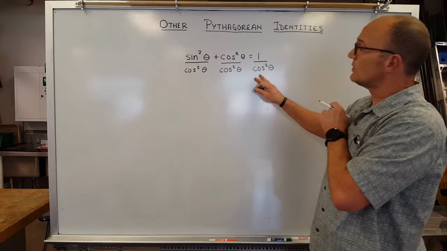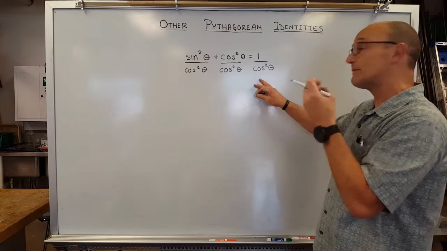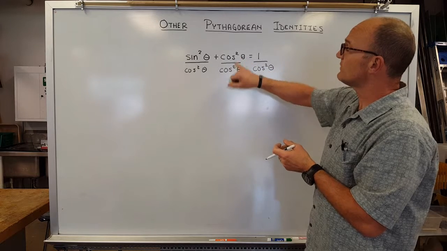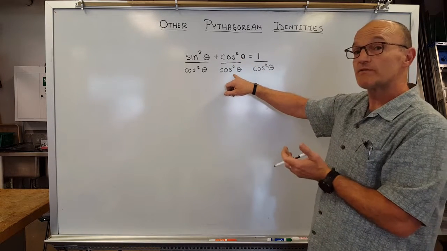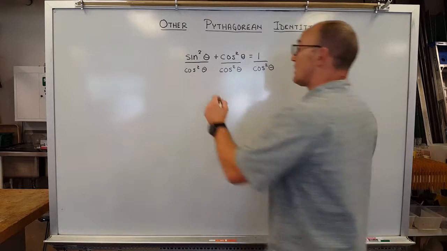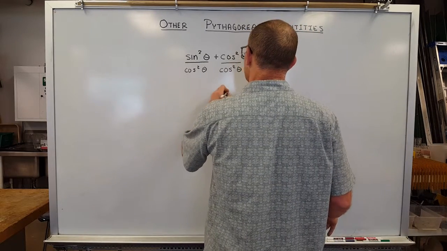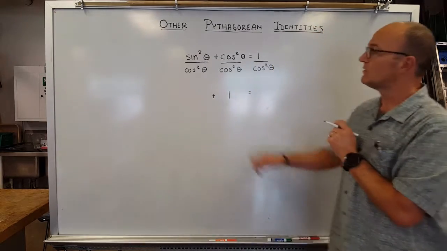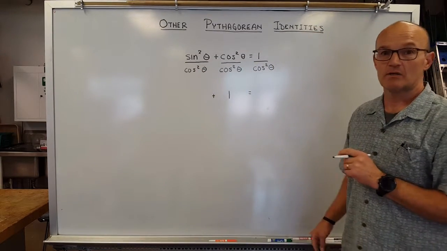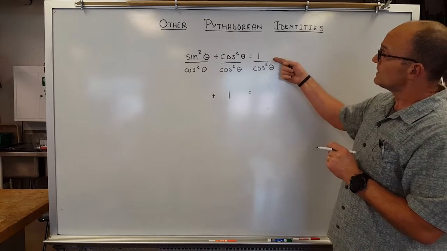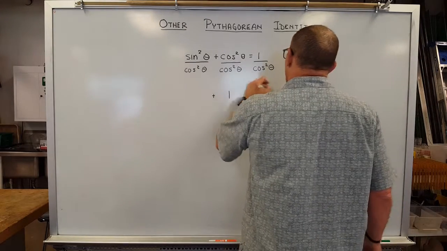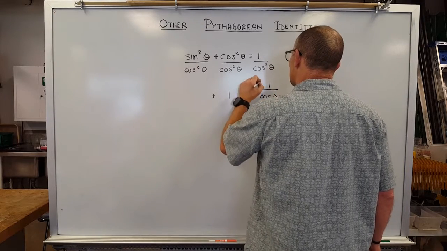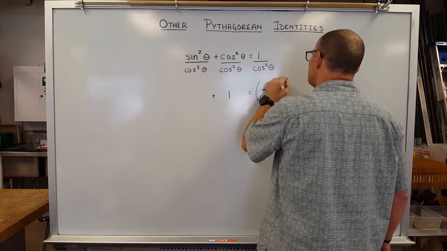Looking at this equation that we now have, the first thing that pops out at me is that the cosine squared of theta divided by the cosine squared of theta is going to equal 1. So I'm going to have a plus 1 right here. So the challenge now becomes to figure out what the other two terms are going to become. This term is 1 over the cosine of theta quantity squared.